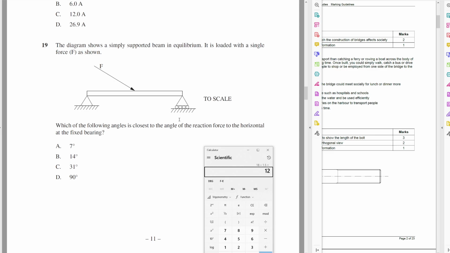Okay, this one here, there's a couple of ways of approaching this. So question 19, this was the least well answered question in the exam. A couple of things to look at: for starters, if you don't have a protractor, and a lot of students go into the exam without a protractor, that makes it difficult. There are two ways we can solve it. One is we can do it graphically, where we can draw.